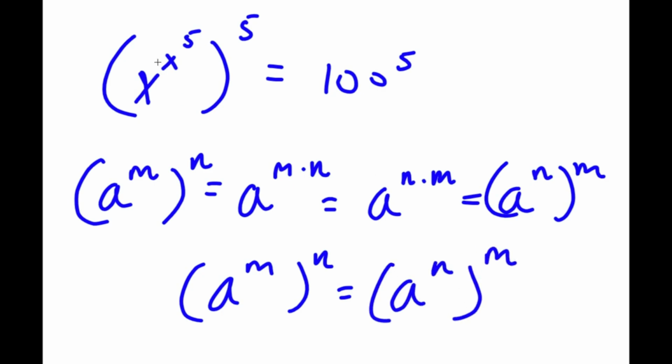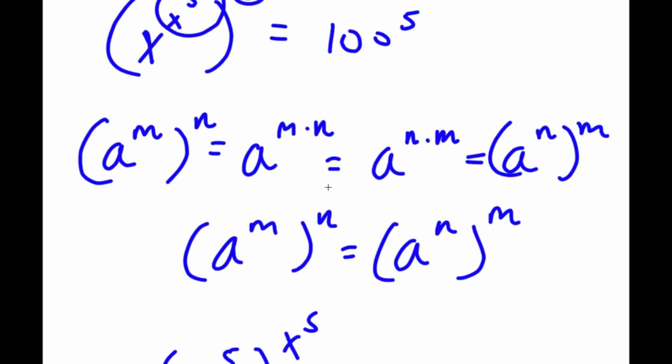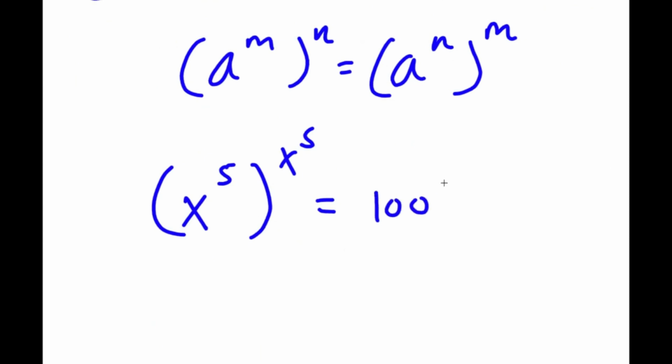So in this case, I have x to the power of x to the power of 5 to the power of 5, and I can think of x to the power of 5 as m and 5 as n. So now if I switch these two places, I get x to the power of 5 to the power of x to the power of 5. And this is equal to 100 to the power of 5.